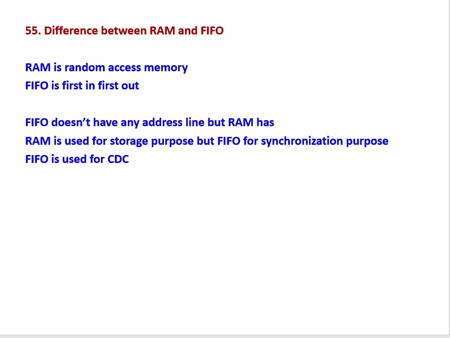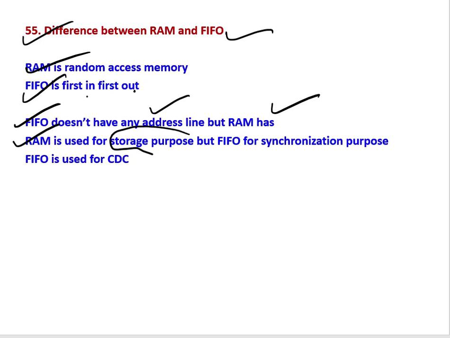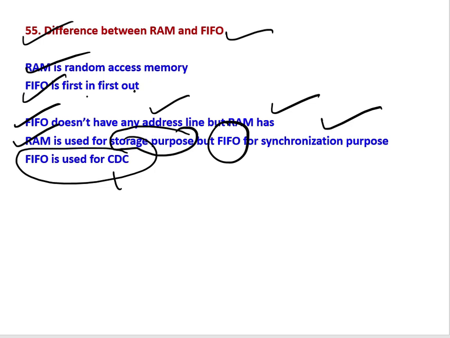The next one is the difference between RAM and FIFO. RAM is random access memory, FIFO is first in first out. FIFO doesn't have any address line, but RAM has an address line. RAM is used for storage purposes, storing data. FIFO is generally used for synchronization purposes, and FIFO is used for CDC. CDC means clock domain crossing.